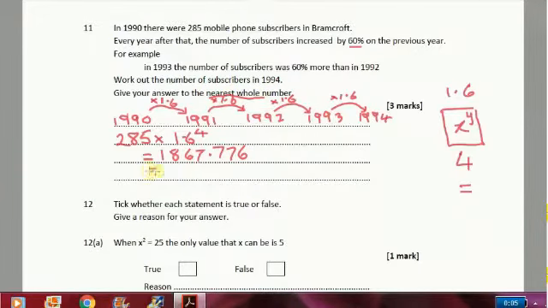But it says give your answer to the nearest whole number, which will be 1860. The 7 goes up to 8. 1868, the nearest whole number.